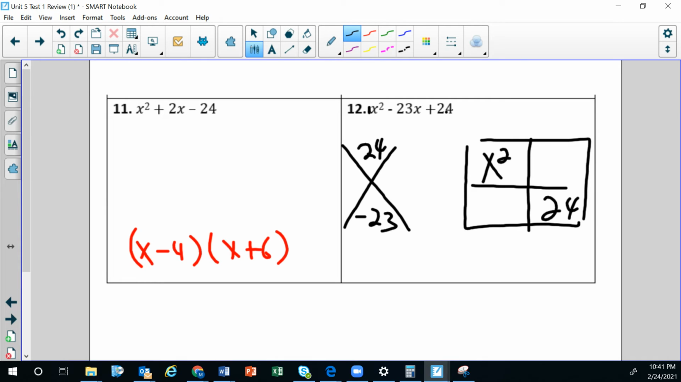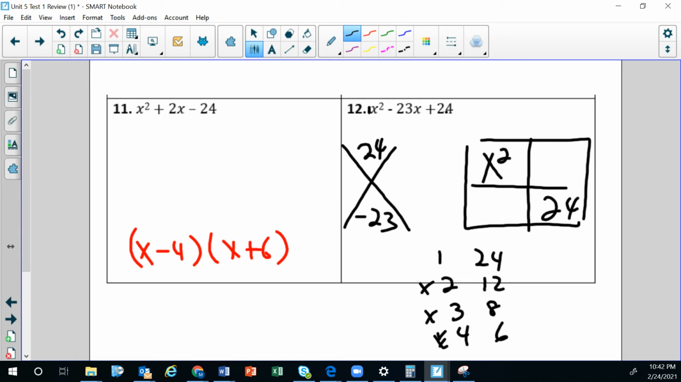All right, so let's see. This one is challenging. Let's see. 1 and 24 are the factors. And we have 2 and 12, 3 and 8, and 4 and 6. Okay, what pair, when I add them, gives me negative 23? Okay, and you can look at it. It's not going to be 4 and 6. It's not going to be 3 and 8. That's going to give me 11 right there. 2 and 12, if I add those two, no.